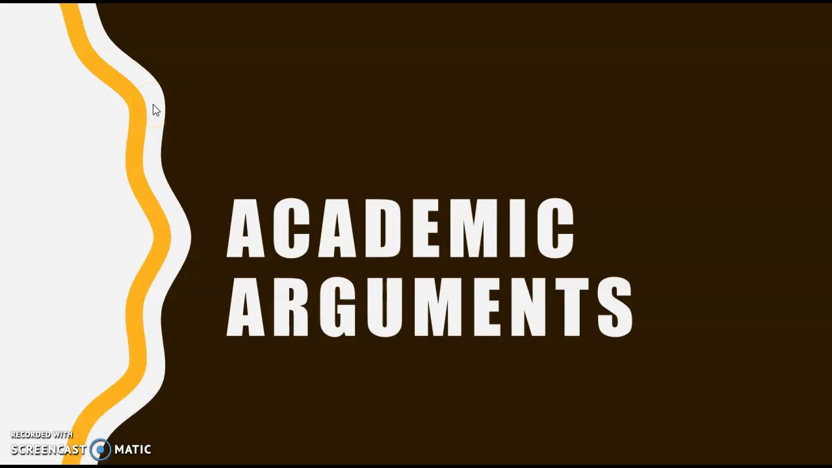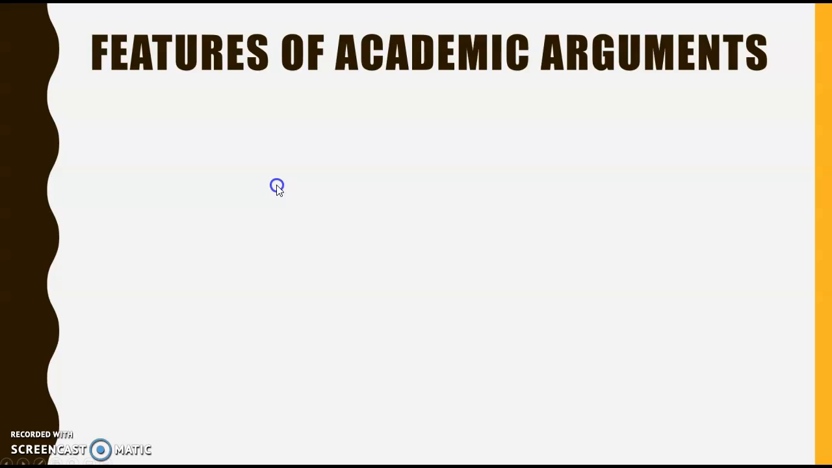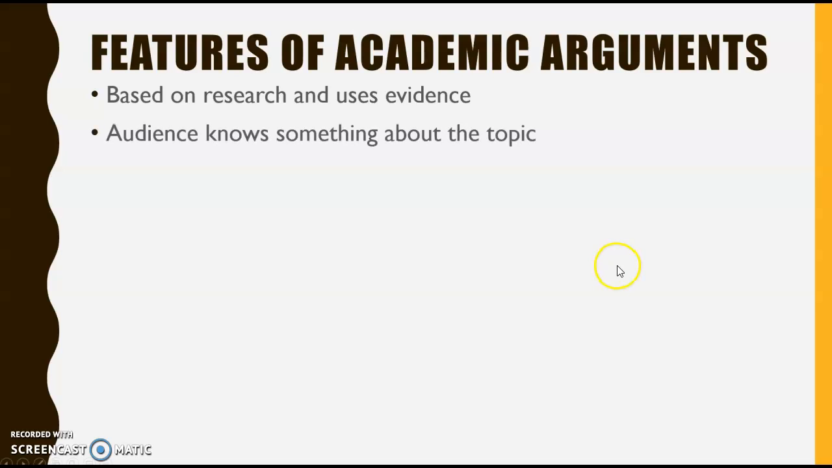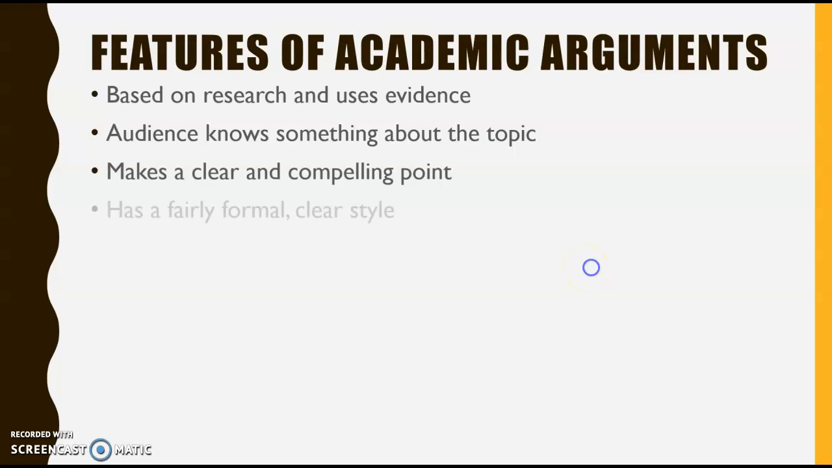The first section I had you read had to do with arguments in general. The second section I asked you to read has to do with academic arguments, which of course is our main purpose in Comp 2. So what are some features of academic arguments? I pulled this together from the chapter, but what we see in academic arguments is that they use research and evidence. They're generally written for an audience that knows something about the topic. They're not completely ignorant, and we don't need to explain every single thing to them. There's always a clear and compelling point or thesis statement.